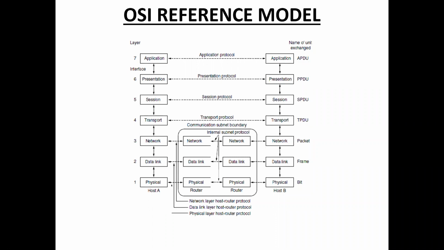The network layer also takes care of packet routing, that is, selection of the shortest path to transmit the packet from host A to host B. The different functions of the network layer are, first one, routing, and second one, logical addressing.